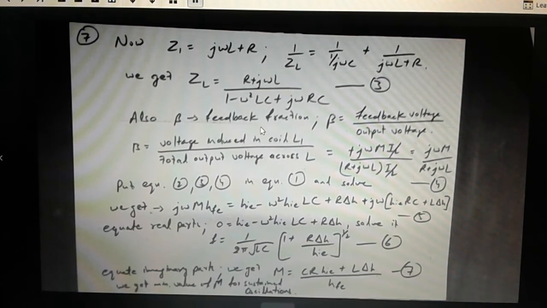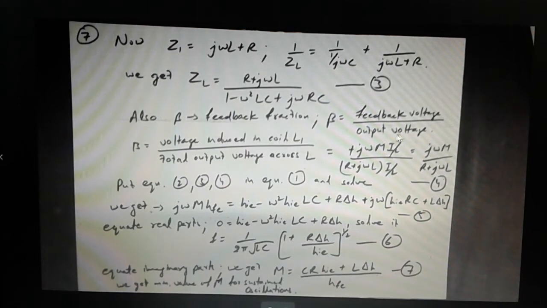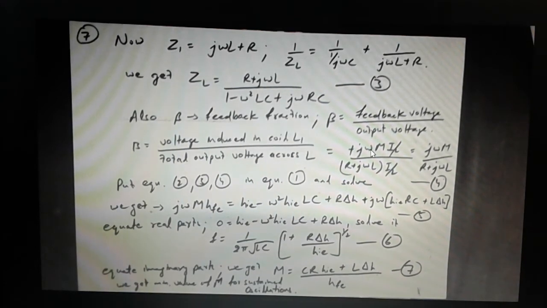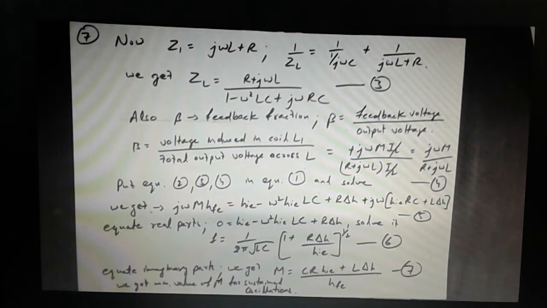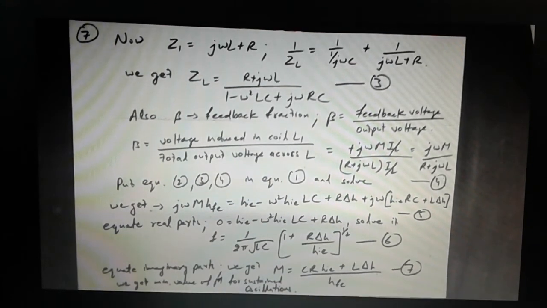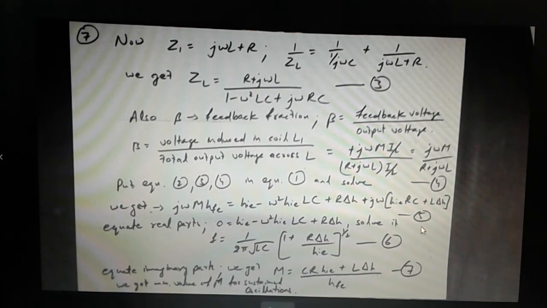Also, beta, as I've said, is the feedback fraction. So beta is equal to feedback voltage over output voltage. The feedback voltage is that which is across the coil L1, and the total output voltage is across L. So this is a simple formula for the voltage across L1: it is j omega M into IL, that is reactance into current, and similarly the total voltage will be R plus j omega L times IL. So put all these values in equation 1, and we get this simple equation 5.